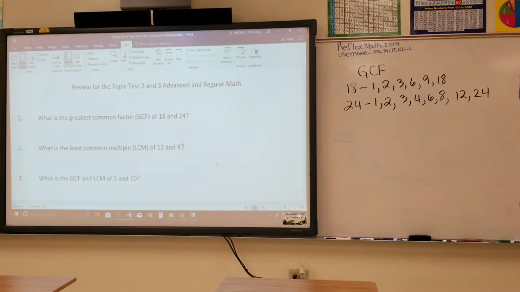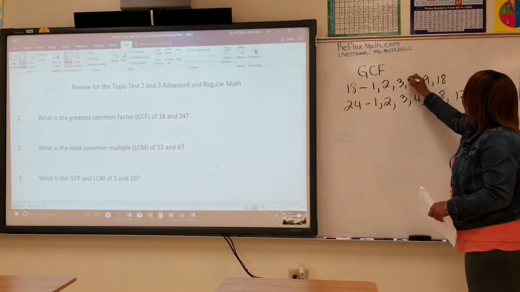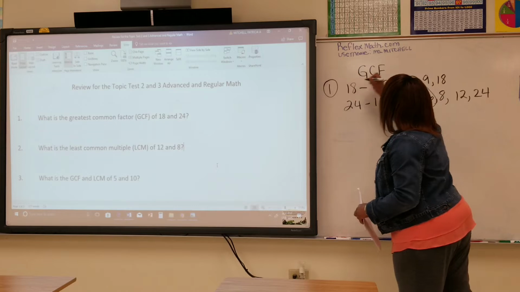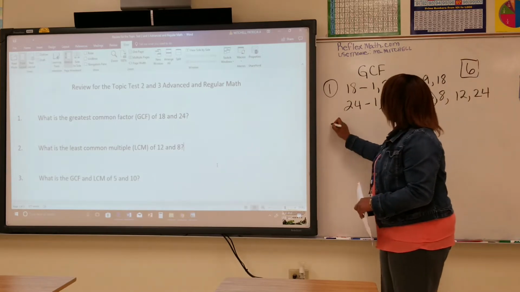So we're looking for the common factors. Those common factors, the greatest common factor, the biggest, will be 6. So for number 1, the answer is 6. Number 2.